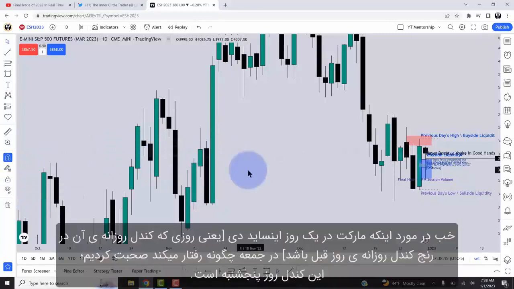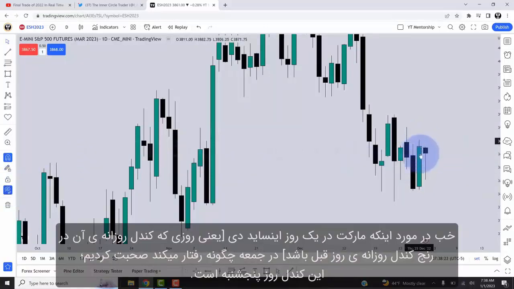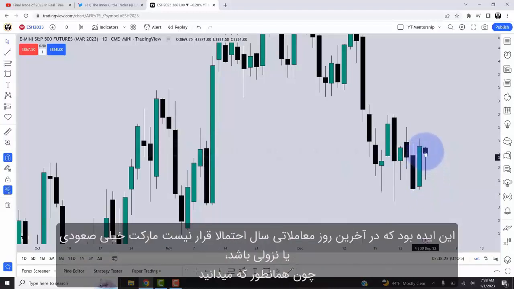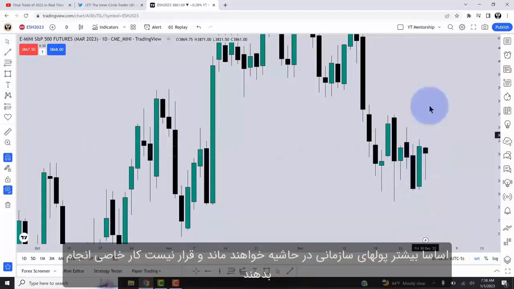So we talked about how the market would likely be an inside day on Friday. This was Thursday's trading, and here's Friday. The reason why I suspected it would be like that, and I tweeted it beforehand, is that it was the last trading day. It's not likely to have a big move lower. It's not likely to have a big move higher.